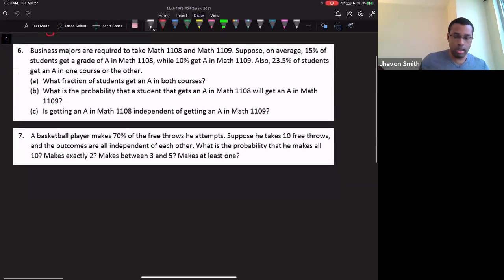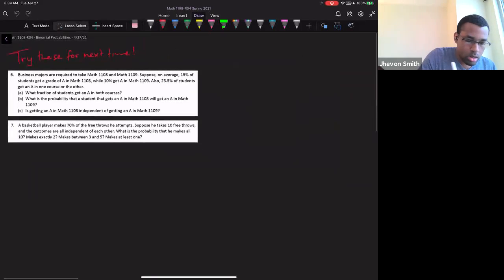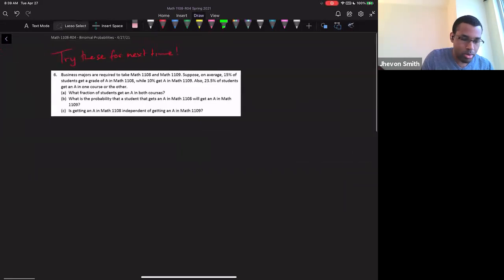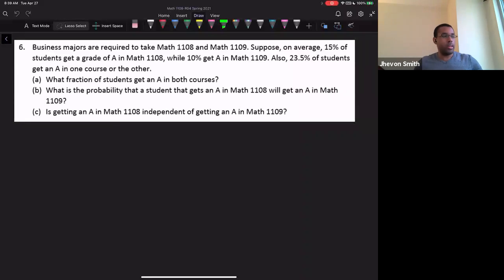So here's problem 6. It's not anything that we need any new material for. That's something that we can do right now based on what we already know. So let's actually do that.